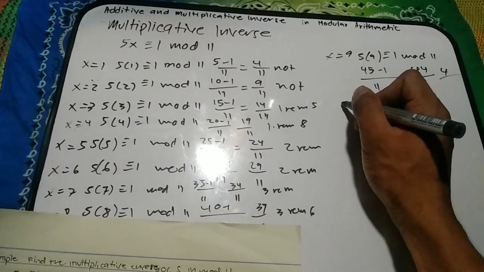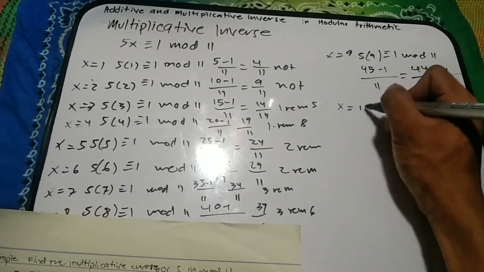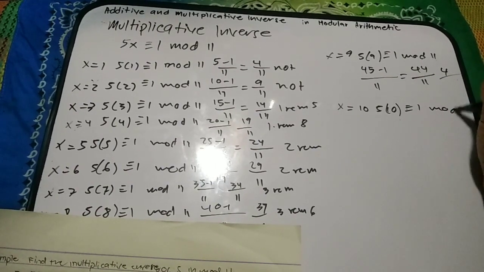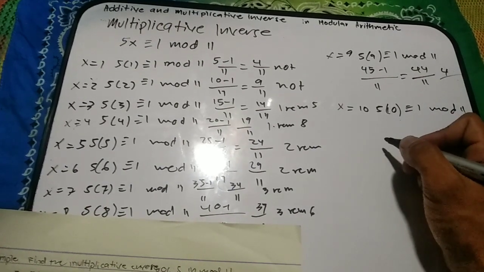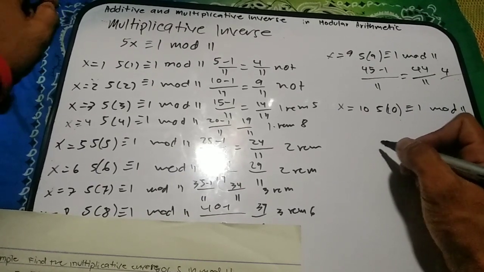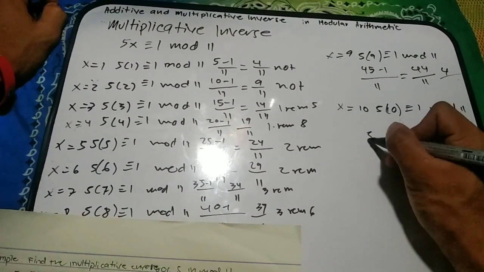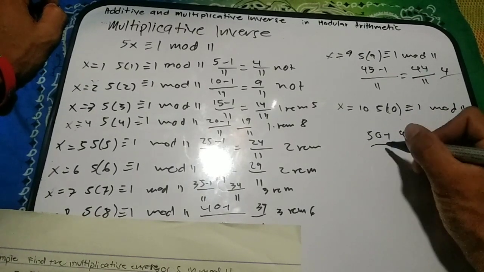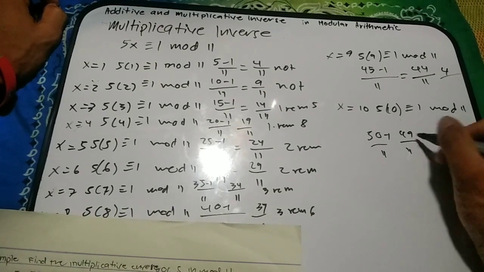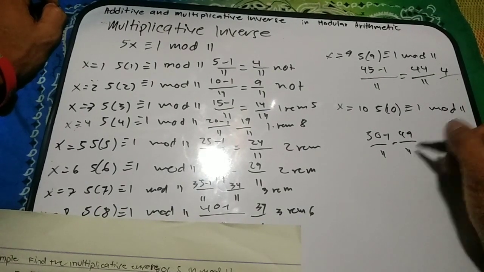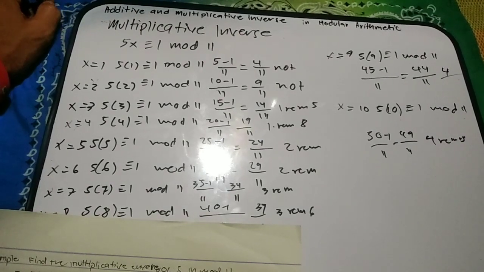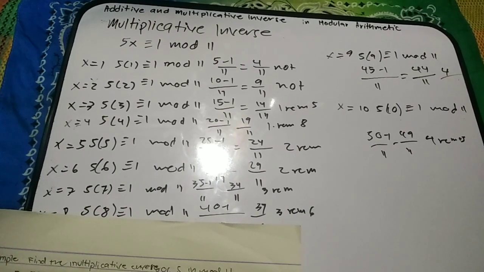Let's retry 10. 10 times 5 congruent to 1 mod 11. 50 minus 1 is 49, over 11. If you divide 49 by 11, the remainder is 5, so 10 is not a solution. So the multiplicative inverse of 5 is 9. That's the answer.